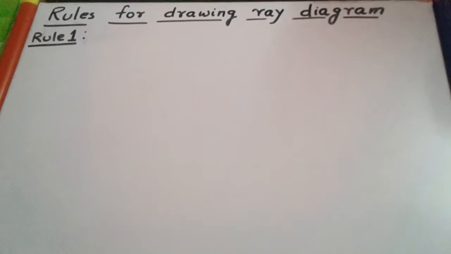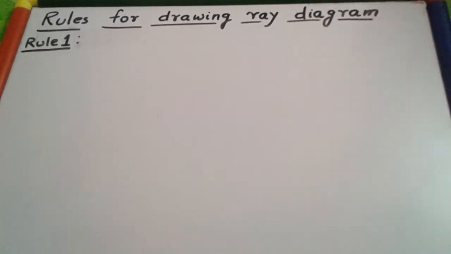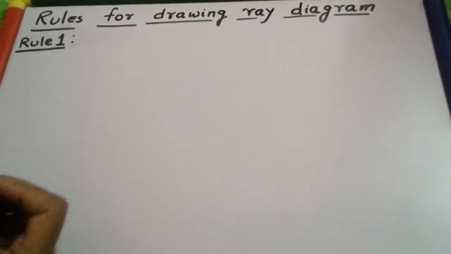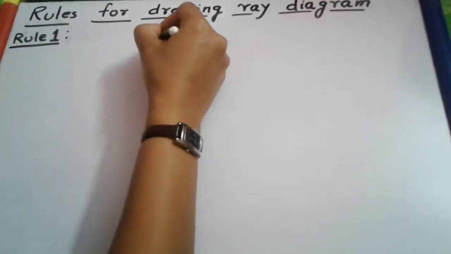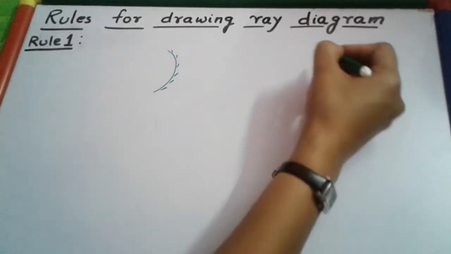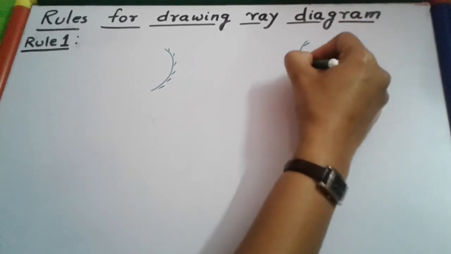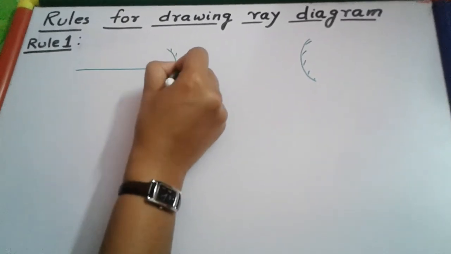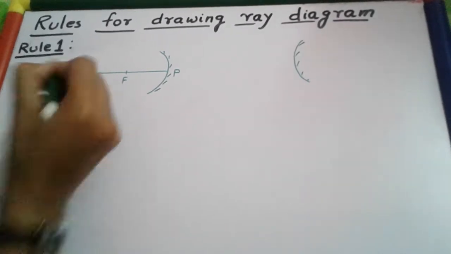We are going to write here. I am going to draw here. What rule number 1 says is about when the ray is parallel to the principal axis. Now, before knowing what the rule says, let me draw the concave mirror. We will be drawing the rules equally for the concave mirror as well as for the convex mirror. So, this is the concave mirror and this is the convex mirror, right. So, if this is the principal axis, this is the focus, this is the center of curvature.